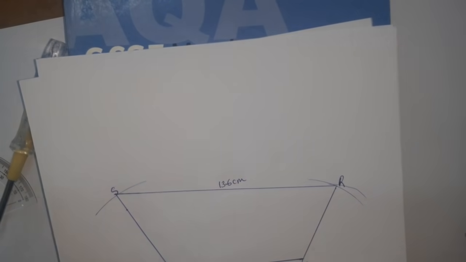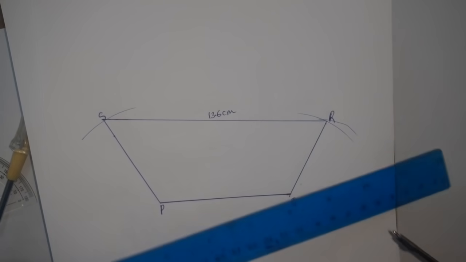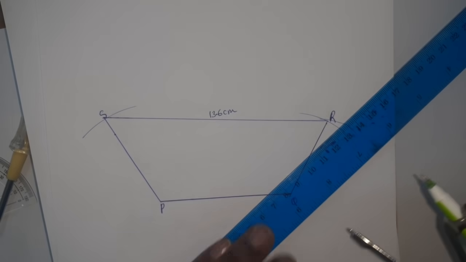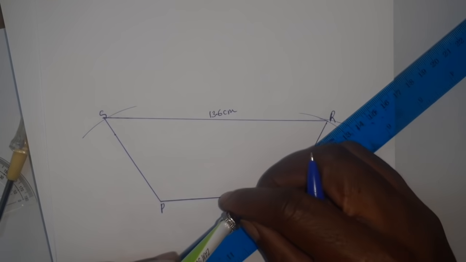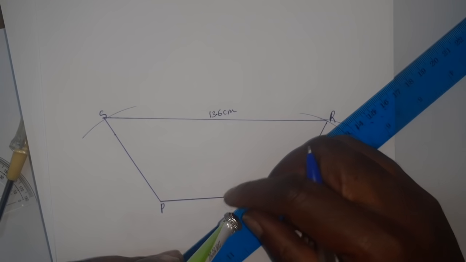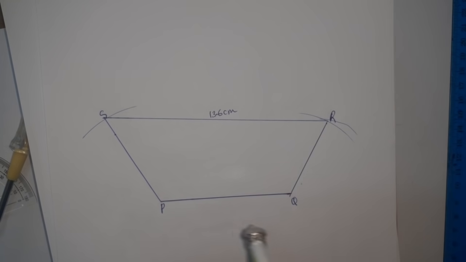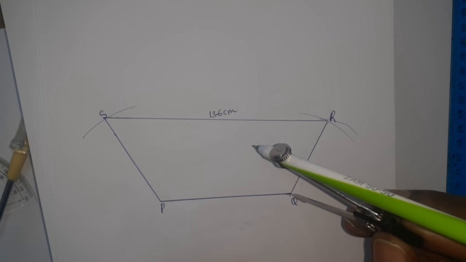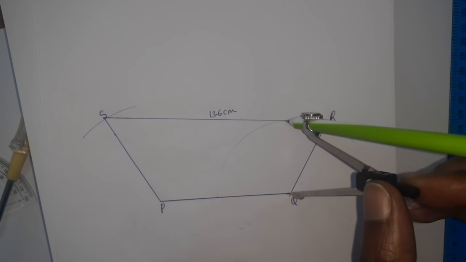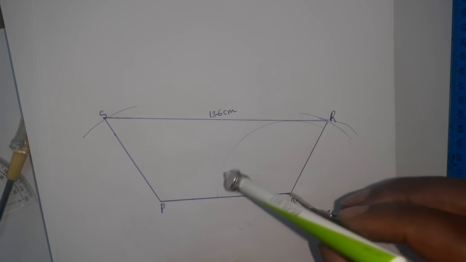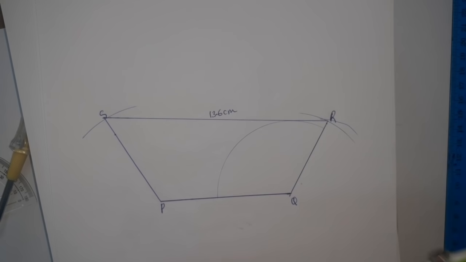So we need to get 4.5 centimeters here. 4.5 centimeters from Q. So this is our 4.5 centimeters. Then we bring it here, and we do this. This is what we are supposed to do.